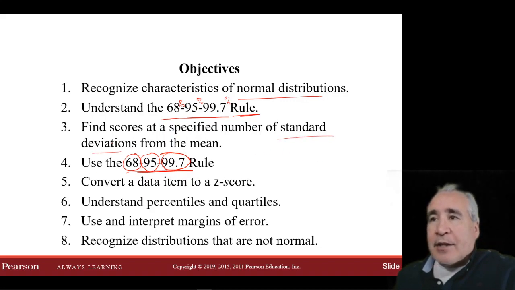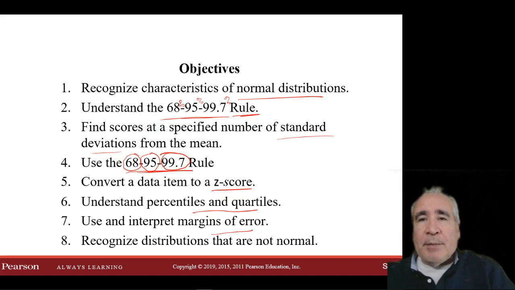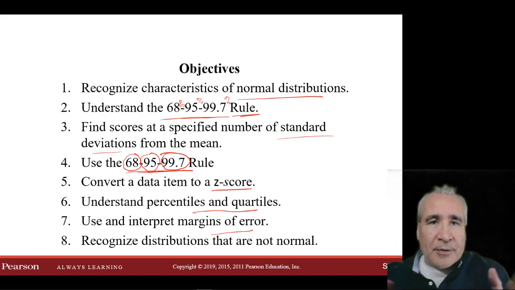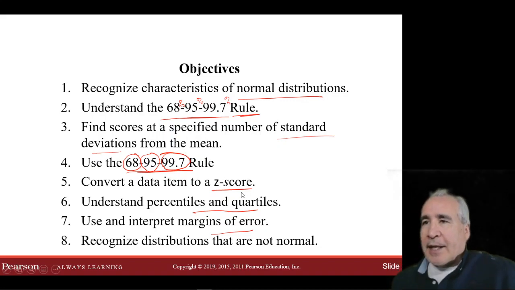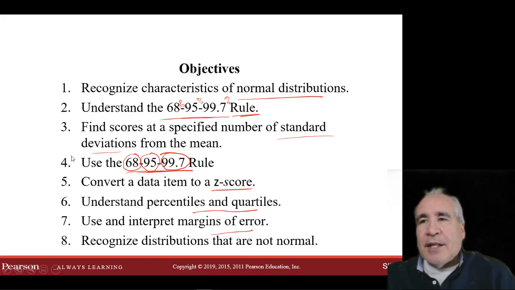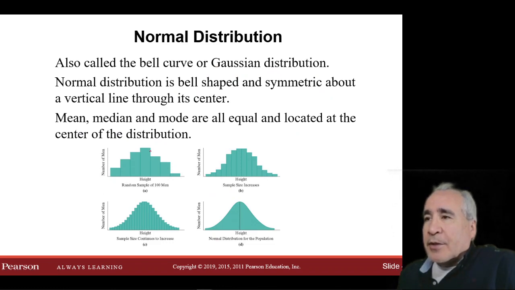We'll talk about standard deviations, which we started talking about last time, looking at something called a z-score, standard score, and percentiles and quartiles, and margin of error, which is a good thing to know about because anytime we do a study, they'll give us 25% of the people will do this, but not exactly 25. There's a margin of error with everything that's measured. We're also going to look at some distributions that are not normal, and there are a lot of things that are not normal distributions.